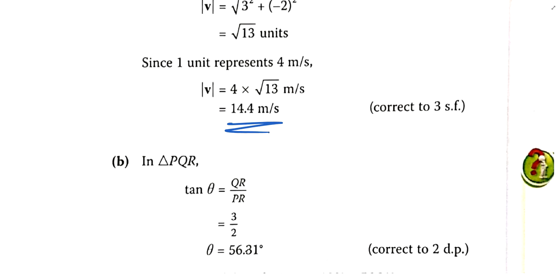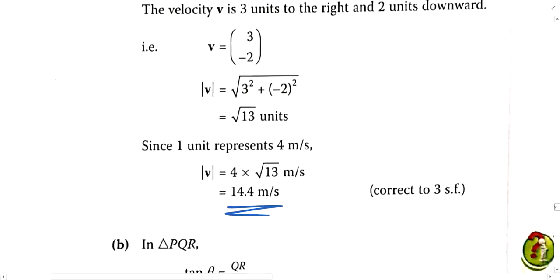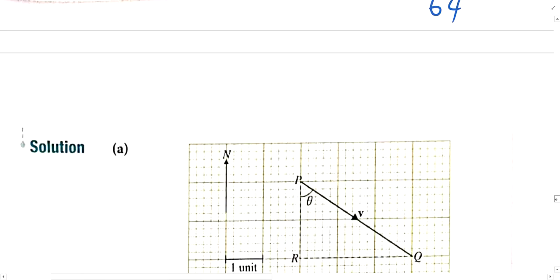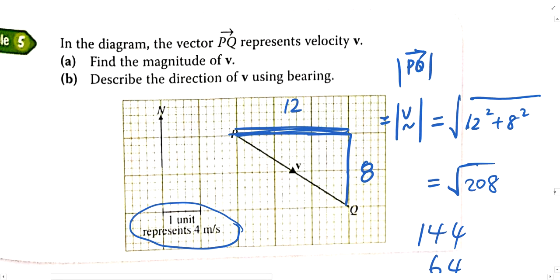If you look at this example, they calculated in terms of units first. Then subsequently they changed the 1 unit to meters per second. They just multiply by 4. It's the same thing. Okay? Then there's a part B. Describe the direction of V using bearing.